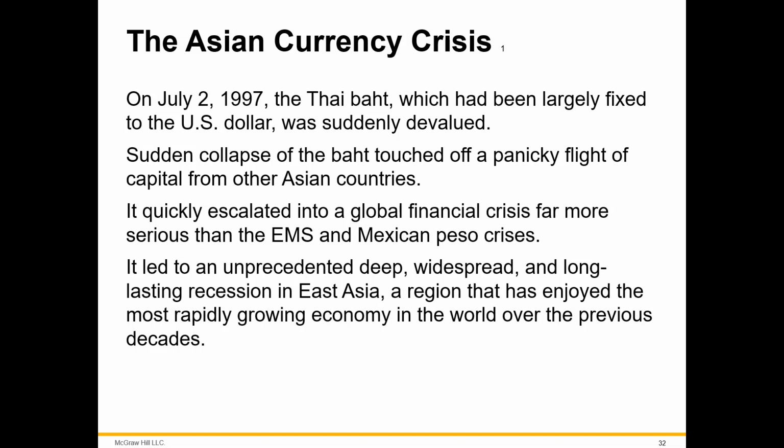The Asian currency crisis is quite a bit bigger. It really was pretty significant at the time. So much of Southeast Asia is very economically integrated at this point. And so when the Thai baht, which had been fixed, suddenly devalued, it touched off a flight of capital. And when you think about it, if you've got a whole bunch of countries that are all pegged and somebody abandons the peg, it's going to immediately make everyone worry about their peg getting abandoned.